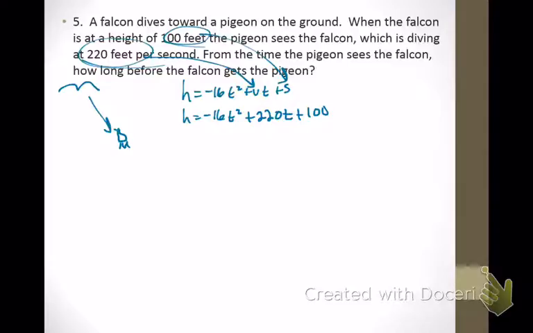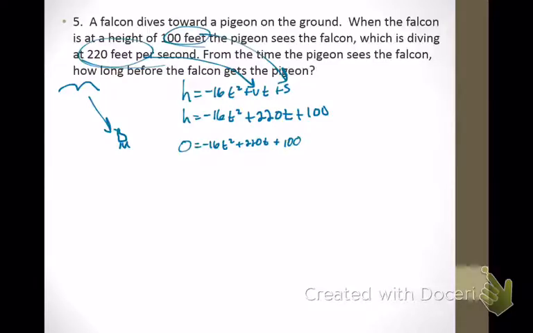Right? And since the pigeon's on the ground, the height of the pigeon's at 0. So we want to know when h is going to be 0. So now we've got ourselves a quadratic equation that we're going to want to solve, right? We could try to factor it, and that's fine. But again, factoring with 16 being negative could be tough. And these numbers are pretty big.